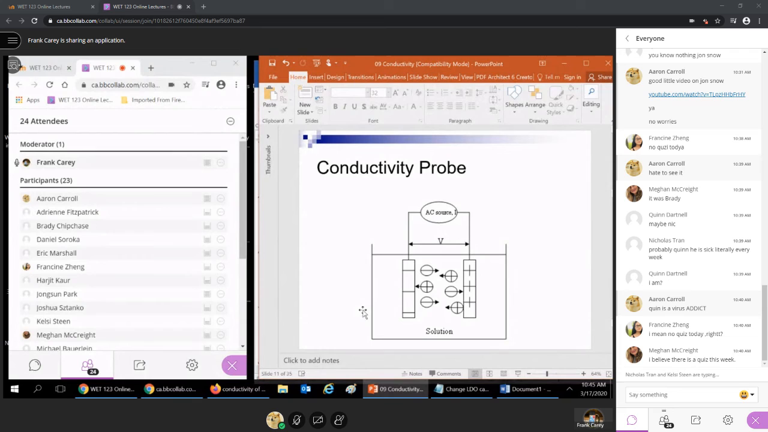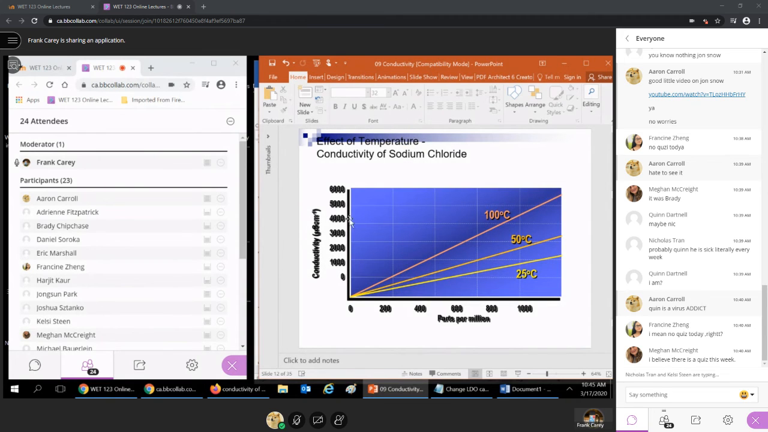All right. This shows basically how it works. You have 2 probes inside a solution. One is sending out electrons, so the negative side is sending out electrons toward the positive side. If the solution does not conduct electrons, you will not have current flow. That simple. Quite often it's an AC source. It can be a DC source. It is dependent on temperature as well.